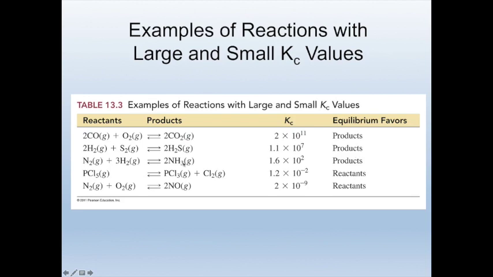The reaction of nitrogen gas with hydrogen gas to produce ammonia has a large but not as large equilibrium constant of 1.6 times 10 to the 2. This will also favor products. However, the reaction of phosphorus pentachloride to produce phosphorus trichloride and chlorine gas has an equilibrium constant of 1.2 times 10 to the minus 2. So this reaction will favor reactants. And likewise, the one we just discussed, nitrogen plus oxygen to get nitric oxide, has an equilibrium constant of 2 times 10 to the minus 9, meaning it will favor reactants as well.